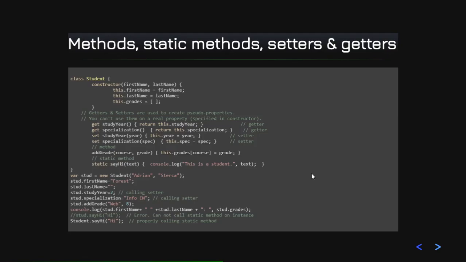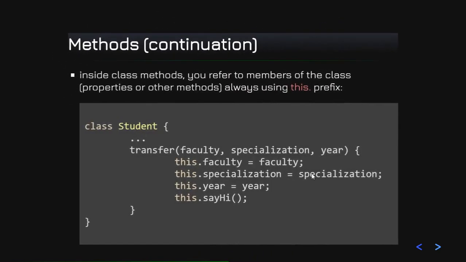And moving on. As I've already told you, inside the class methods, you should always refer to the members of the class, either properties or methods, using the this prefix. So here, here, and here. You need to use the this prefix in order to refer to members of the class, either properties or methods.